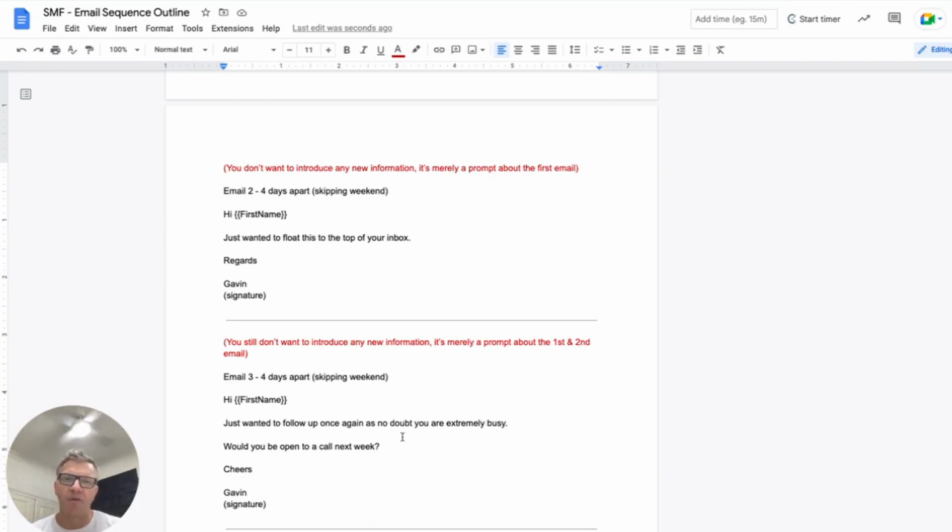Now, in a sequence, often the first email, you won't get the reply. It's the second, third, and fourth follow-ups that you will get the majority of your responses. And that can create a bit of angst in your world waiting for those second and third emails to go out. So this email is basically just want to float this to the top of your inbox, and I'll leave it at that.